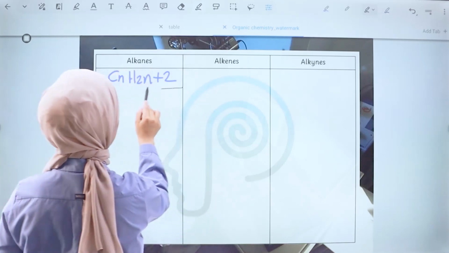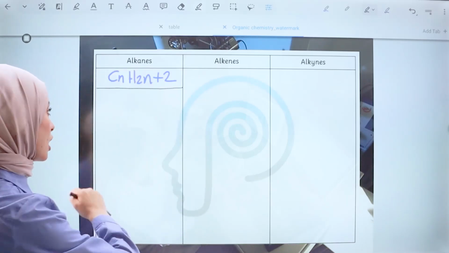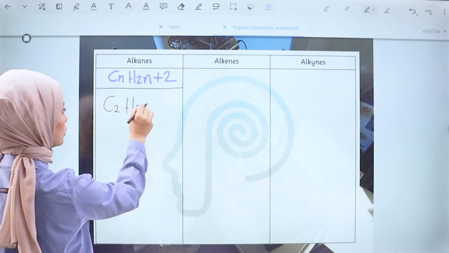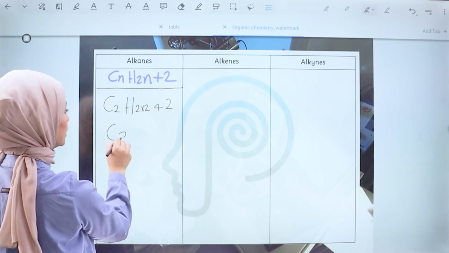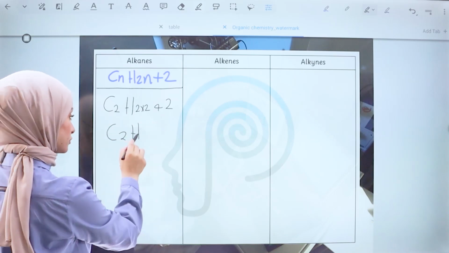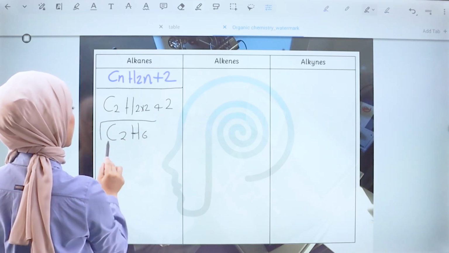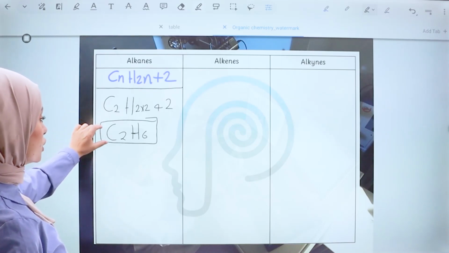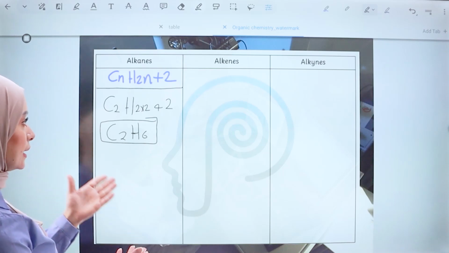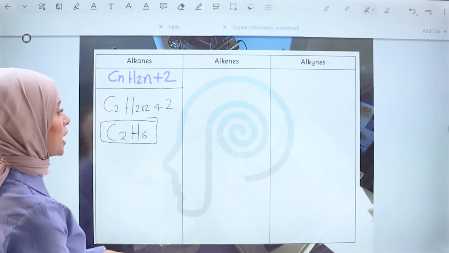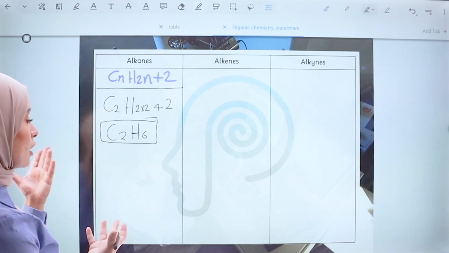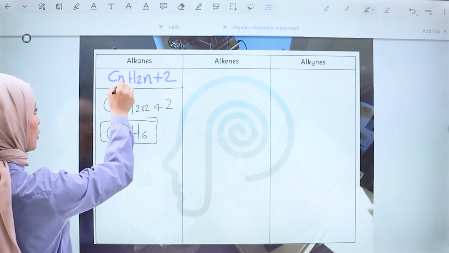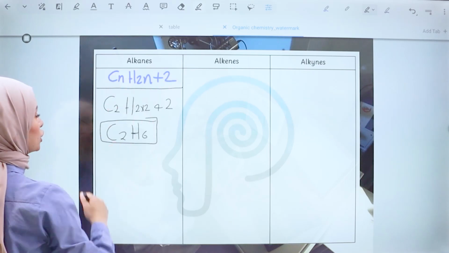For example, let's take 2 carbons. I have C2, H2 times 2 plus 2, so I have C2H4 plus 2, C2H6. So this is an example of an alkane. Whenever you are given a specific compound like this one and you are asked if it is alkane, alkene or alkyne, you have to refer it back to its general formula, which says CnH2n plus 2, which is the alkanes.